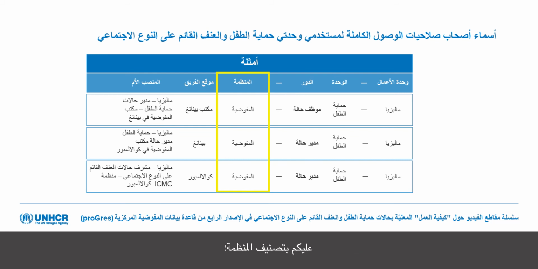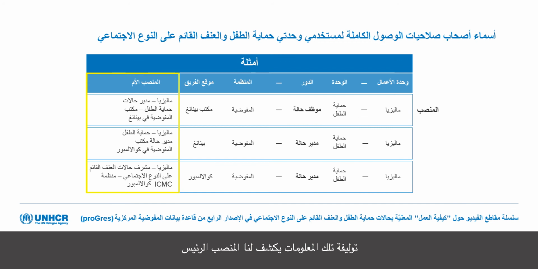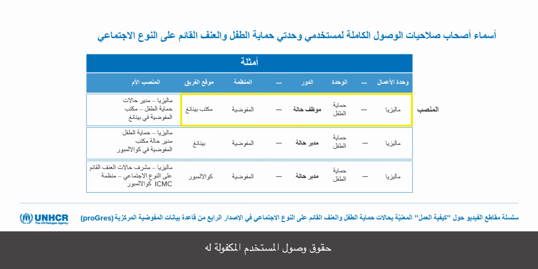You would then need to designate the organization. So what organization they sit within. Are they with UNHCR or are they with a partner organization? That's their position. Team and location. So are they in Penang? Are they in Kuala Lumpur? The combination of these then gives us the parent position. So for this first individual, their user access rights, once we've outlined each of these positions, is going to be Malaysia, Child Protection Caseworker, UNHCR Penang. That's their position.